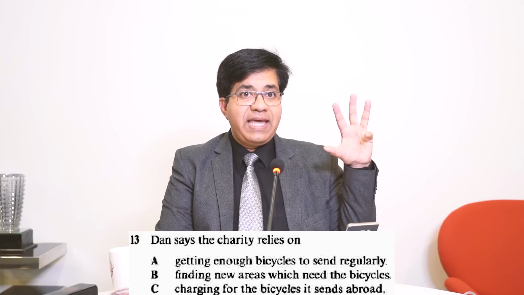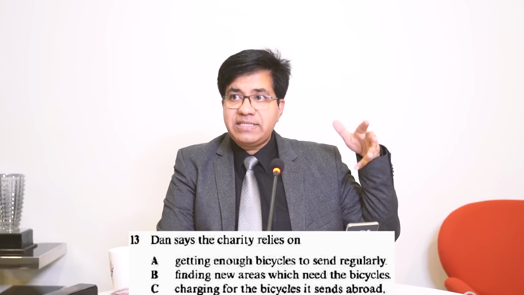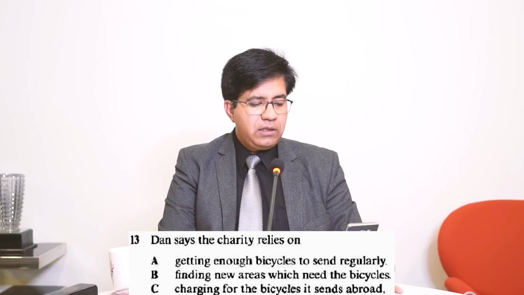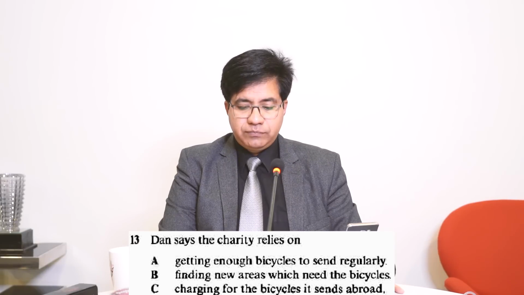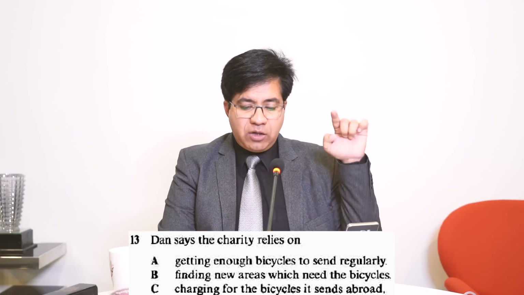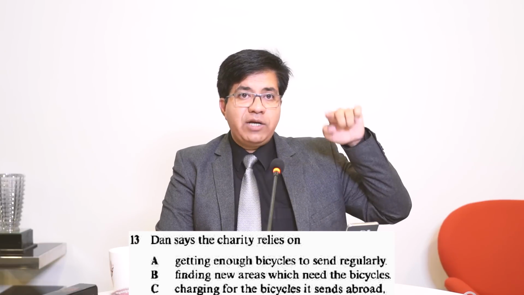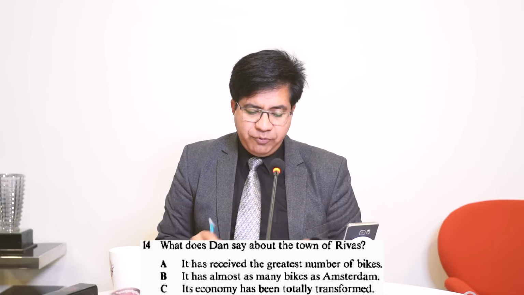Okay, but he did not say that we depend on that. We sell them for 5% of the normal price. So charging for bicycles it sends abroad, they didn't mention that we depend on that. Now listen. But it's very expensive locally. So we sell them for 5% of the normal price. But in order to continue operating, we need to have a constant supply of bikes. Constant, regularly. Getting enough bicycles to send. Constant supply of bikes. Okay? A is the right answer. CA. Only CA.